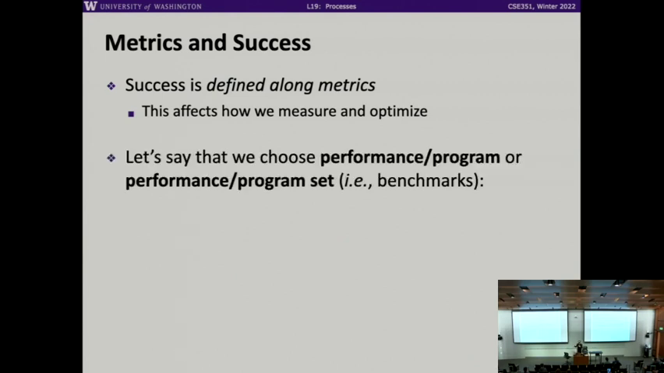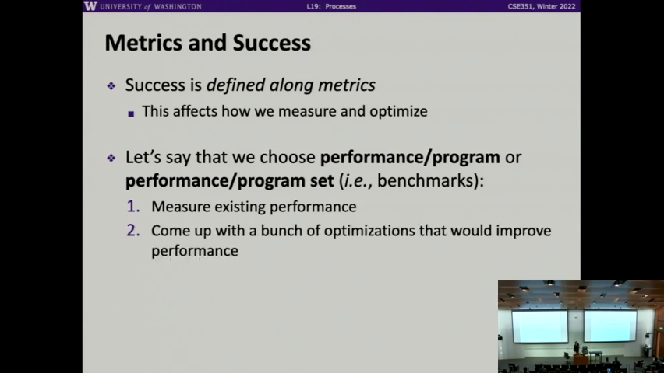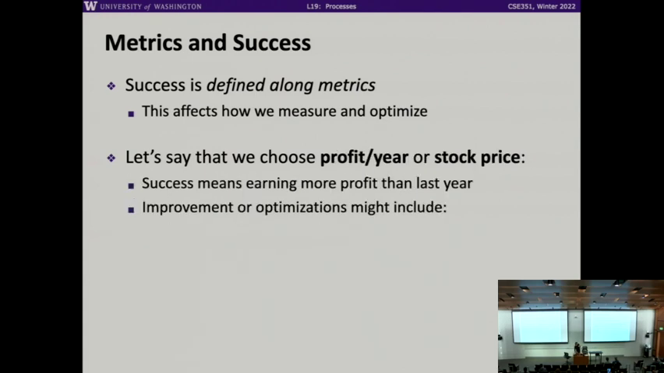So hypothetically, let's say we choose performance per program, performance per program set. This is benchmarks for the computer scientists and the computer architects. We'll measure some existing performance, come up with a bunch of optimizations that would improve those metrics, and select a few to build into the next version of whatever we're making.